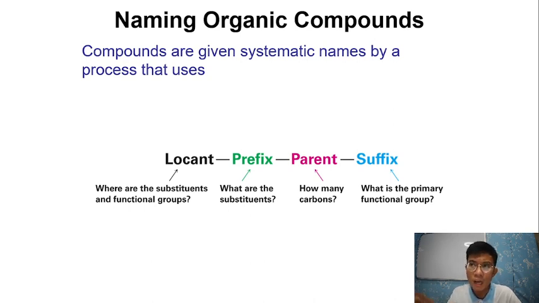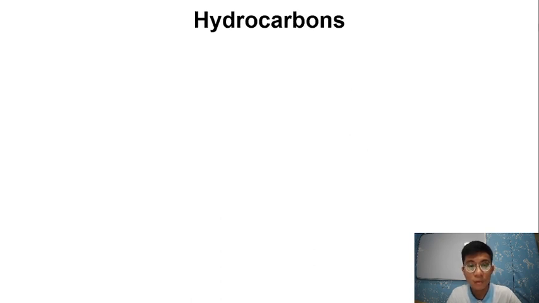So, in your organic compound, it depends on the continuous chain of carbon. And what is the functional group? How to fix it? Okay? Locant, prefix, and suffix, one by one. Here, we will focus more on hydrocarbons.